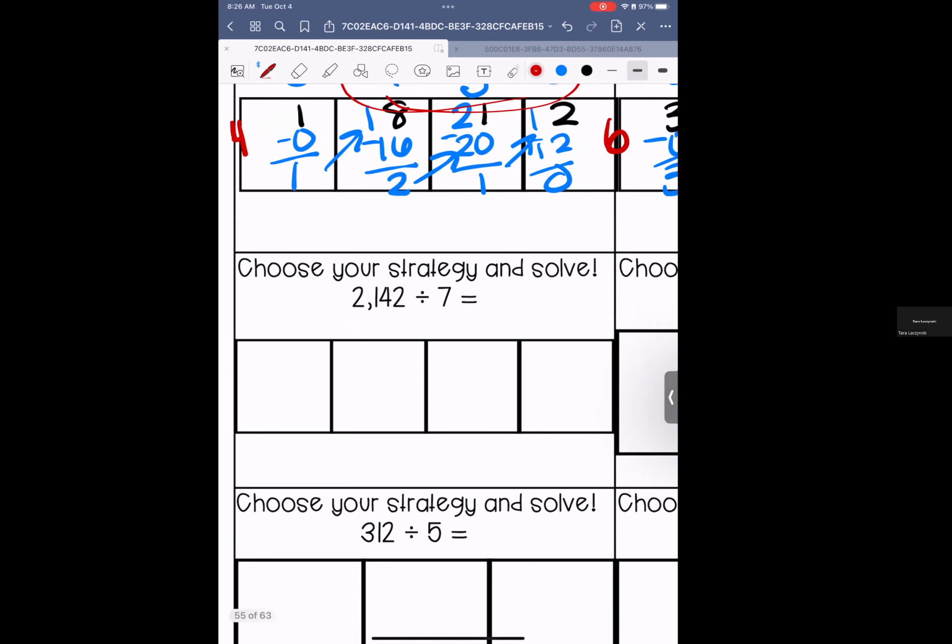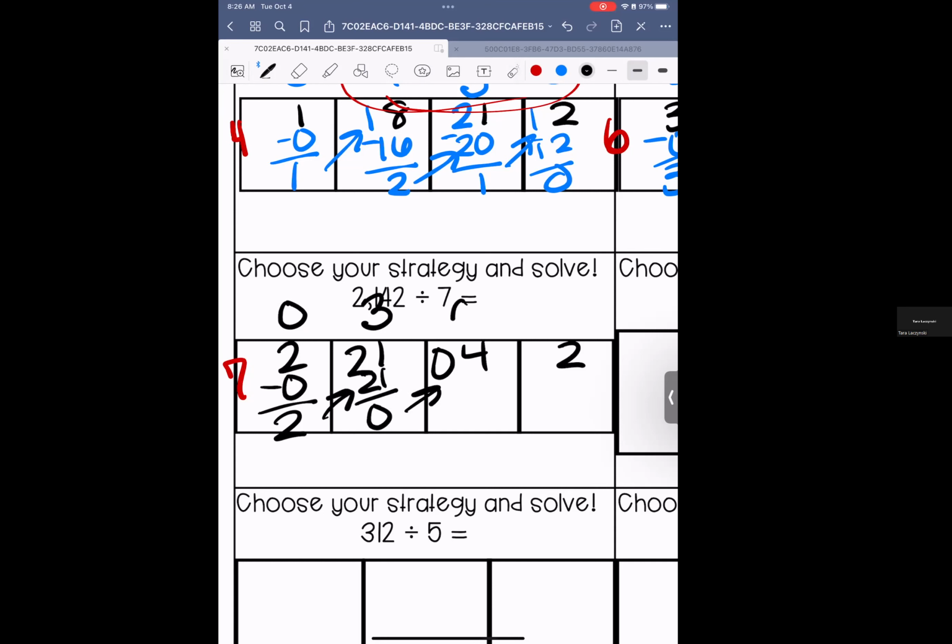Moving right along, dividing by 7. We have 2, 1, 4, 2. 7 doesn't go into 2, but you know what to do. Bring it next door. 7 goes into 21 3 times, right on the nose. Nothing left. 7 cannot go into 4. Don't forget that 0. It is so important. Bring it next door. 7 goes into 42 6 times, right on the nose. Nothing left. Final answer is 306.